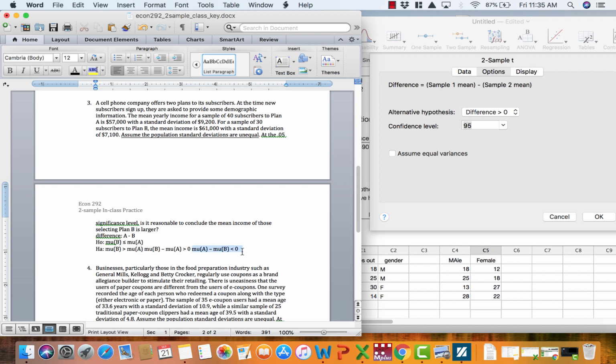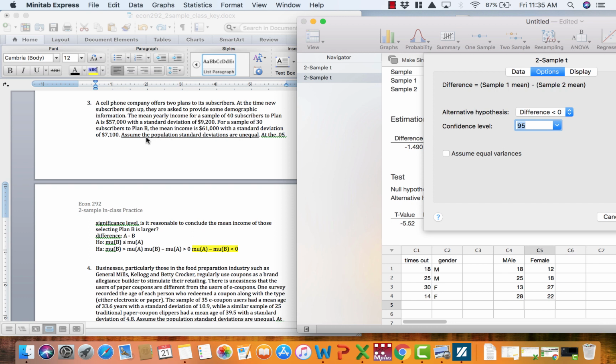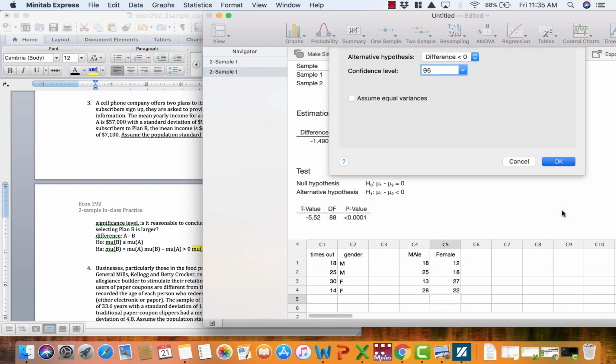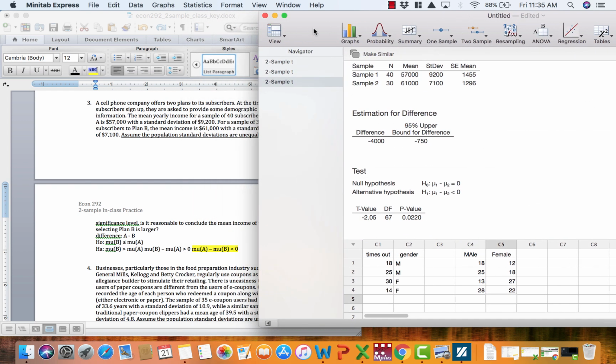This is how Minitab is defining the difference: mu A minus mu B less than 0. So I'm going to choose the less than 0 difference. I do not check the box for equal variances because it says here, assume the population standard deviations are unequal. And I say okay. Notice what Minitab has here matches what I highlighted in yellow, and that is mu A minus mu B less than 0.